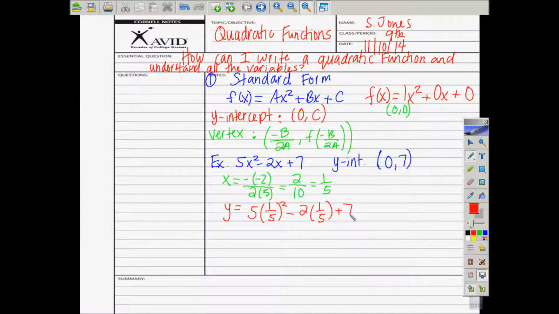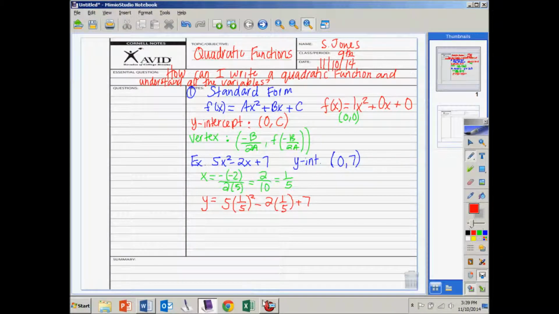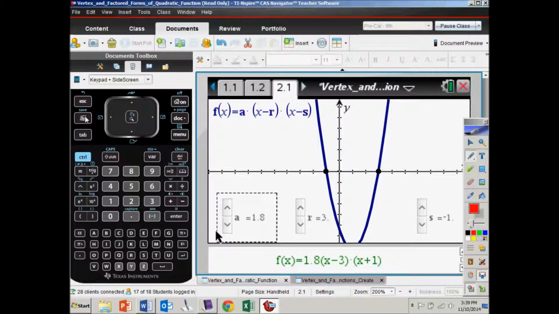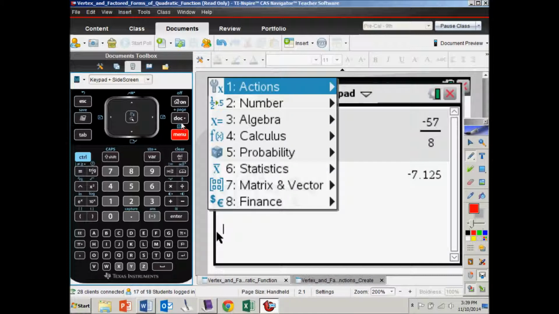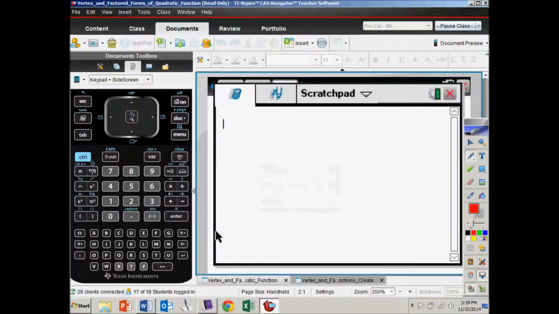I'm not a big fan of doing this by hand, so I always have my handy dandy calculator. There we go. So I'm going to go to my calculator and press the baby calc. Where's the baby calc? Underneath escape. So I'm going to put in 5 parentheses, control divide gives you my fraction, 1/5 squared. Is it minus, was it 2?